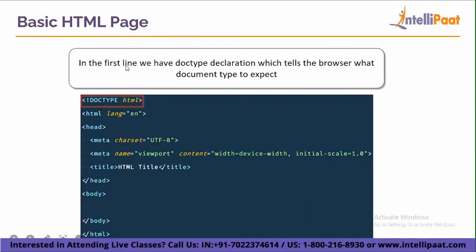In the first line, we have a doc type declaration which tells the browser what document type to expect. Basically this doc type declaration, doctype HTML, is the very first tag. So what is the use of writing this tag? It will just say doc type, meaning document type.